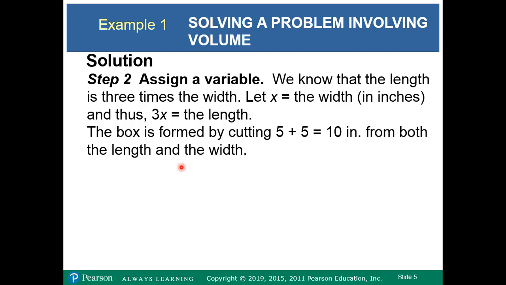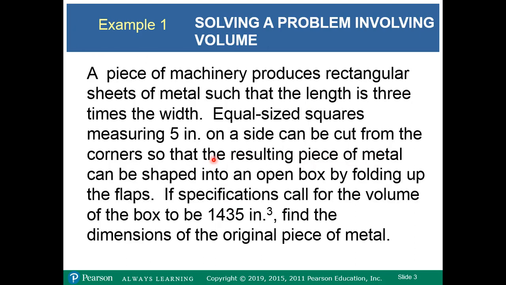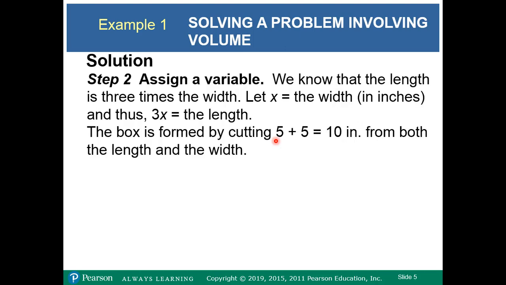Okay, so now the box is formed by cutting 5 plus 5, 10 inches from both the length and the width. Well, how did we get that? Because it says equal-sized squares measuring 5 inches on a side. That's the key. So that means a box is formed by cutting 5 plus 5, 10 inches from both the length and the width. Why is that?